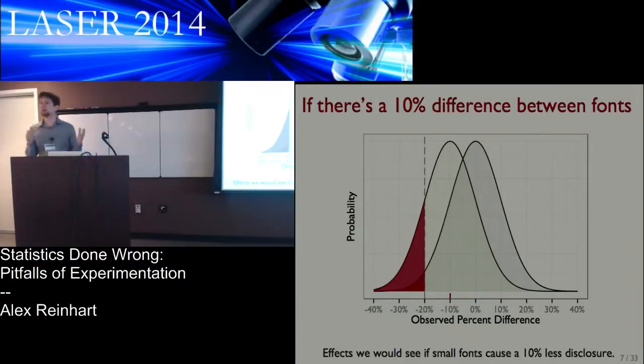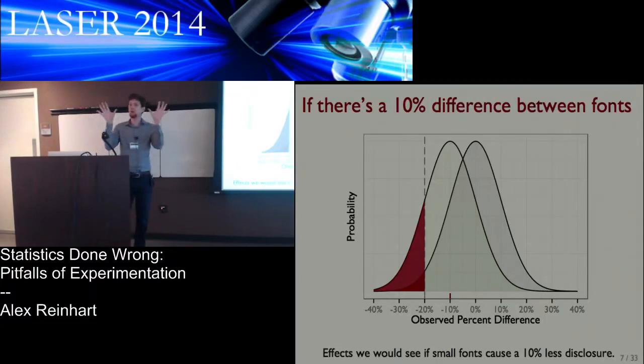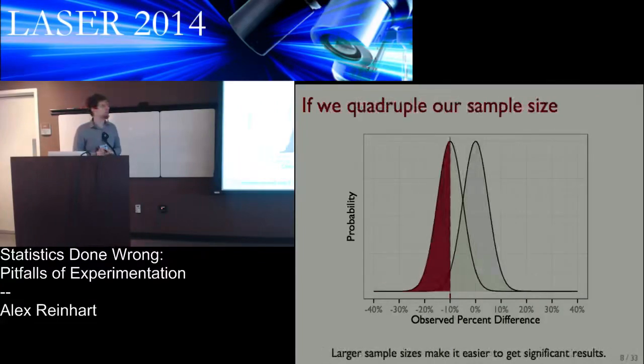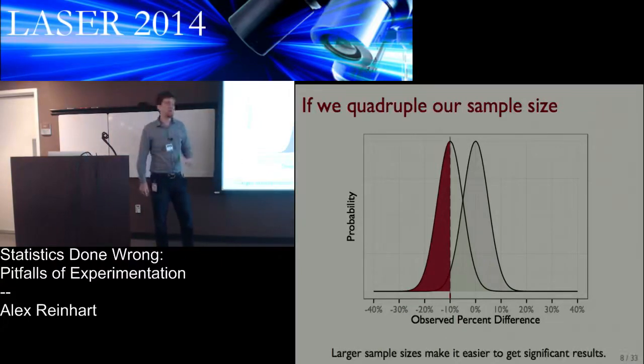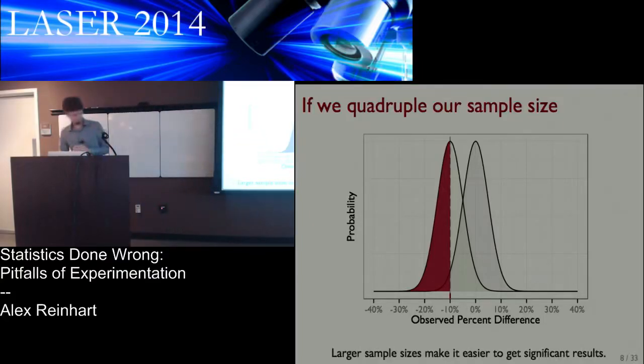So this is a problem of sample size. Because our sample is too small, that random variation is large, and those curves are wide. If I quadrupled my sample size, those would be half as wide. And with the quadrupled sample size, when I choose my threshold for statistical significance, it's at 10% instead of 20% because there's less random variation. So now it's much easier to get a statistically significant result when font really does cause a 10% decrease in disclosure.